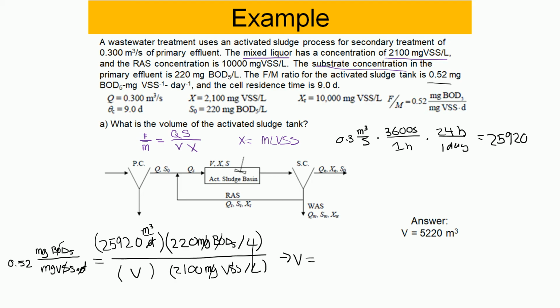So if we do 25,920, multiply that by 220, divide it by 2,100, and divide that by 0.52, we get 5,221.98 cubic meters. And that's actually pretty close to our given answer here. So that's it for this problem, guys. Thanks.